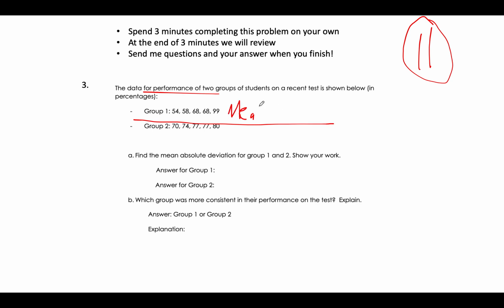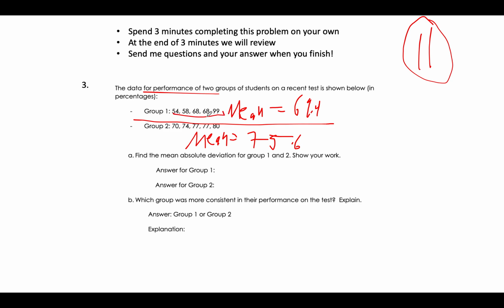The mean is going to be all the numbers added together divided by 5. And our mean there is going to be 69.4. And our mean for this group of data is going to be 75.6. Next, we need to find the mean absolute deviation.